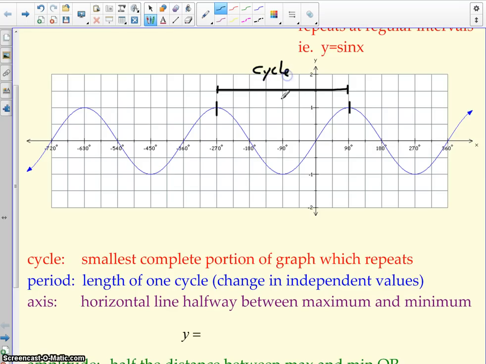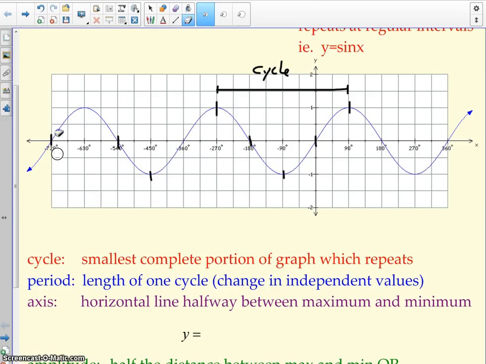Okay, now the starting point is actually arbitrary. I could start the cycle here and have it end here and have that be a cycle. I could start at the minimum point here and have it end there and have that be a cycle. It really doesn't matter as long as I'm taking the smallest complete portion that repeats, so i.e. only one cycle, not taking a cycle, for example, from over here to over here, because from that point it repeats twice. So one single complete portion of the graph that repeats is called a cycle.